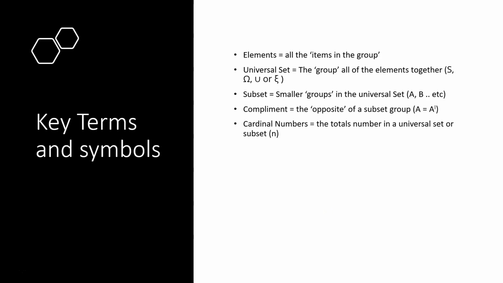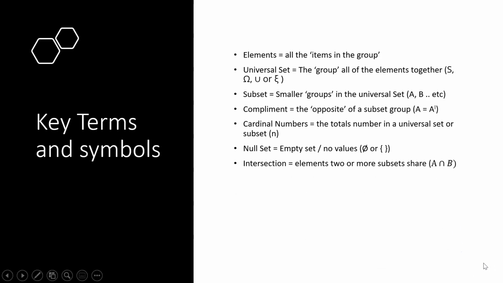Okay. Cardinal numbers. Now, that's the total. So if you're looking at a universal set for rolling the dice, your cardinal number is 6 if it's a six-sided dice. Okay, the probability of rolling a 6 is 1 out of 6. But the cardinal number, the number of options that there are, in that case, is 6. So a little n doesn't mean the same as the P for probability. The little n means how many there are in that set. A null set means it's empty, there's no values in it.